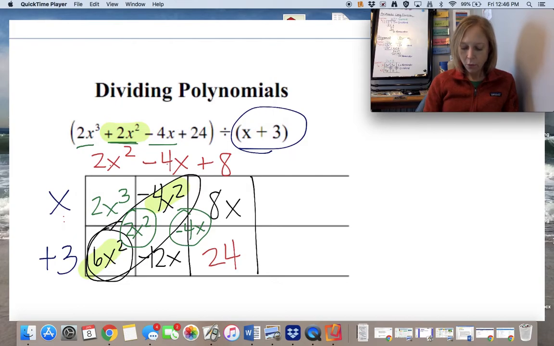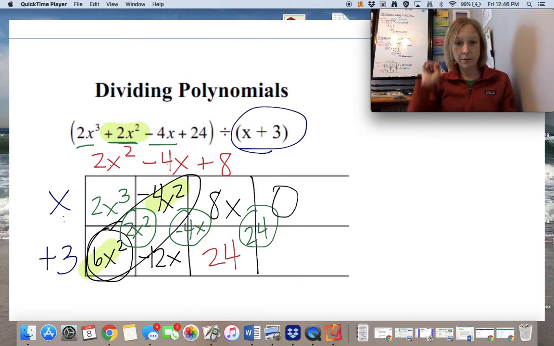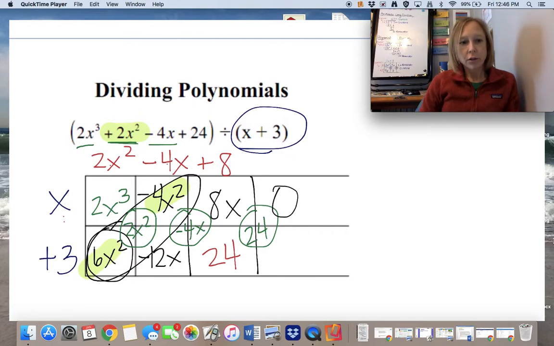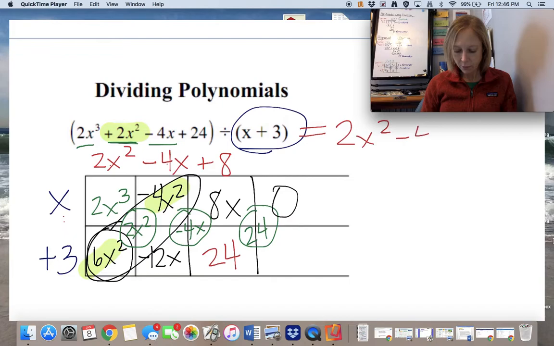Again, what do I have to add on to 24 to make 24? 0, nothing. That means my remainder is 0, and that 2x cubed plus 2x squared minus 4x plus 24 is divisible by x plus 3. We have a remainder of 0. So the answer to this problem is what we see on top of our area model. 2x squared minus 4x plus 8.